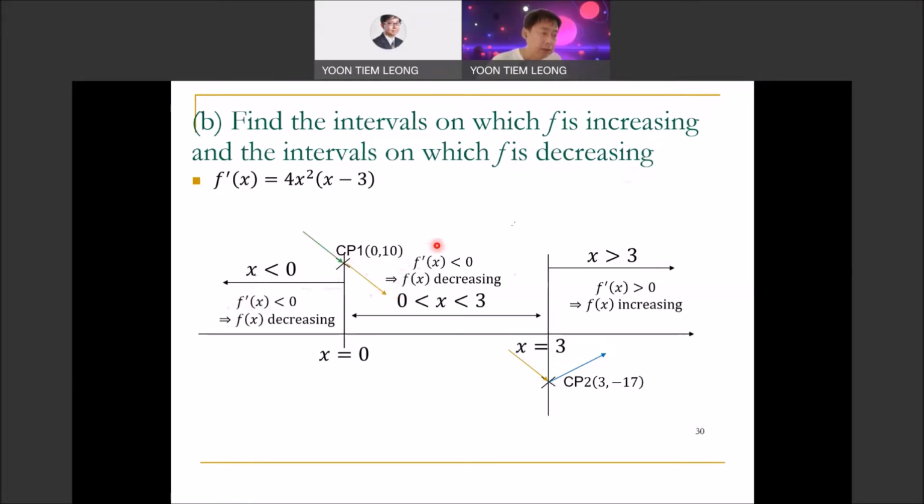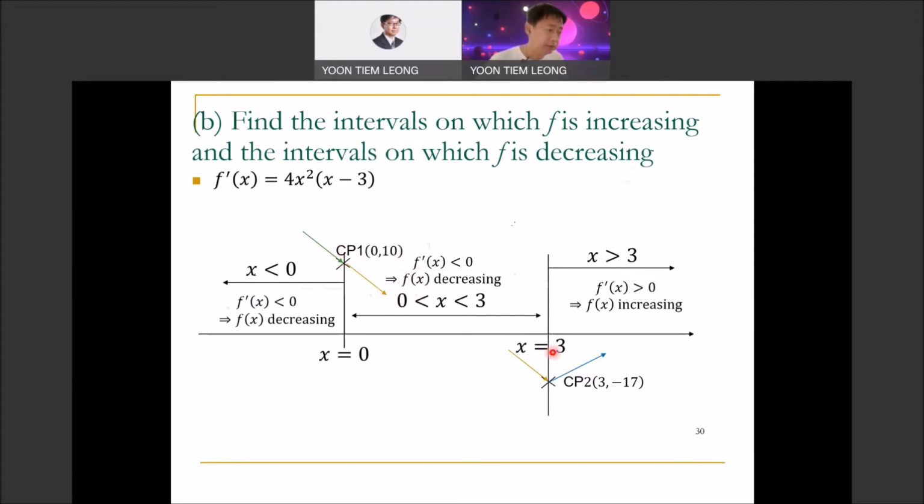0. So if you look at CP1, then you come to the conclusion that by analyzing the sign of f prime, the function is decreasing on the left and decreasing on the right. Okay, and this is not a local maximum nor a local minimum.